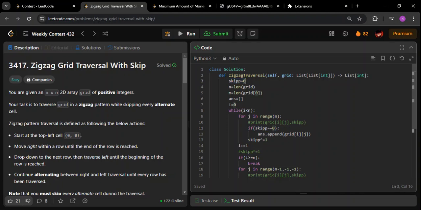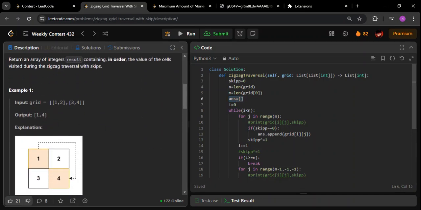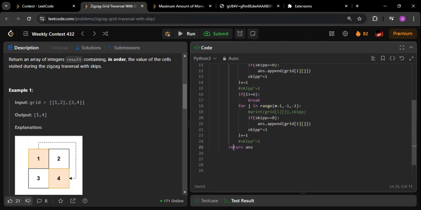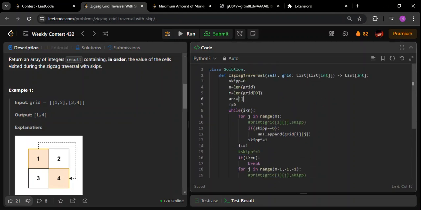Now I am capturing the lengths. n is going to tell me how many rows there are, and m is going to tell me how many columns there are. I am keeping an answer list because at the end we have to return a list as the answer. At last I will be returning this as the final answer. Now see this part. i is going to tell me which row I'm in. While i is less than n, I will run this while loop.